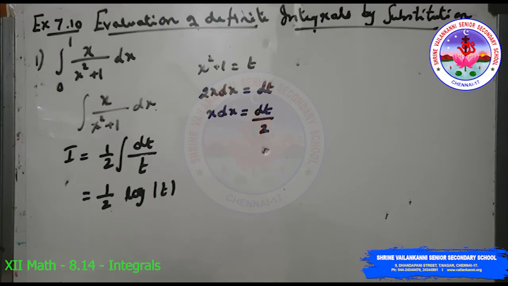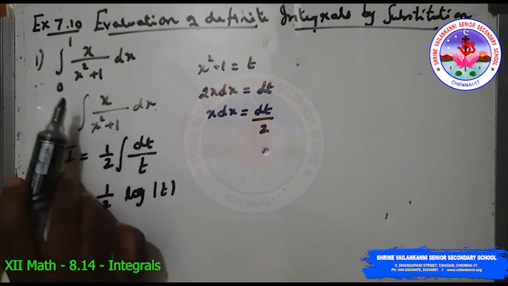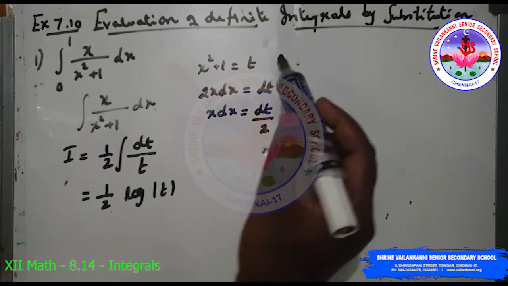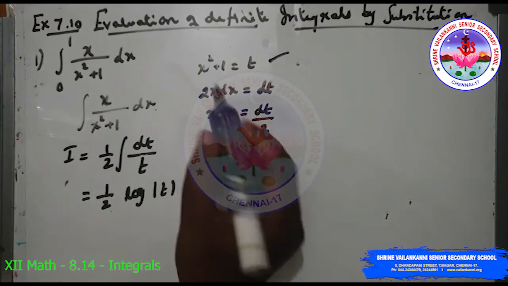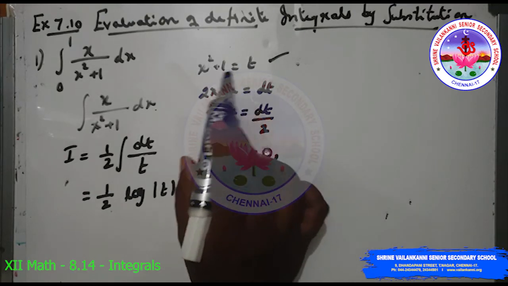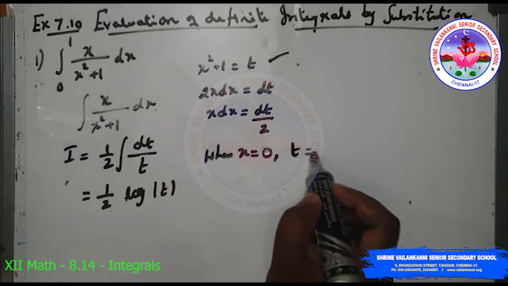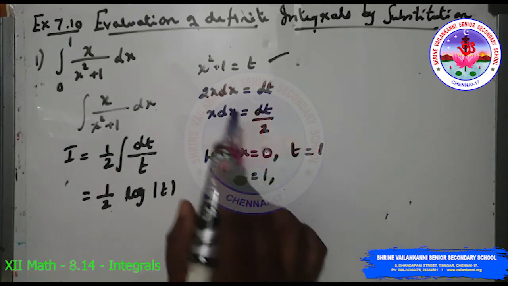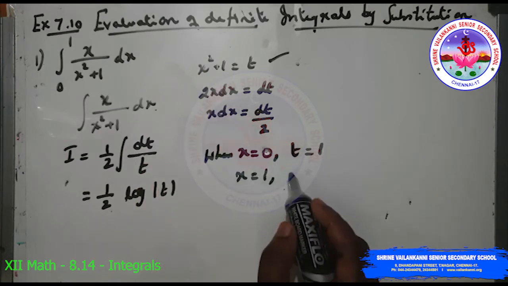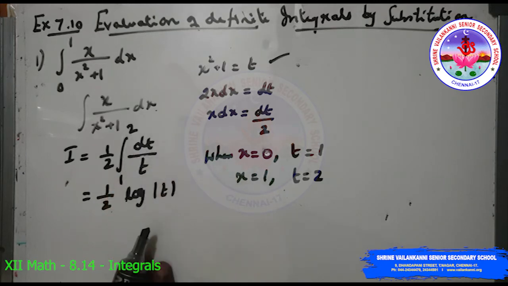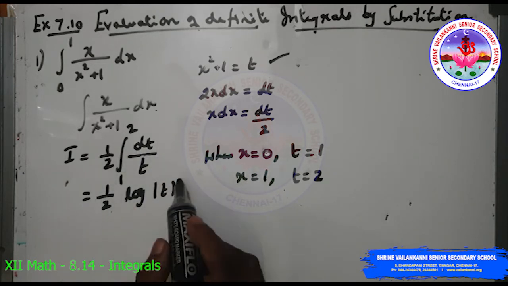Now the limits of the integral will change. Here we have 0 to 1 for x. Now we have to change the limits for t. So when x is 0, t equal to 0 plus 1, which is 1. Then when x is 1, the upper limit, substituting here 1 plus 1 is 2. So t is 2. Now the limits change to 1 to 2. So lower limit is 1 and upper limit is 2.